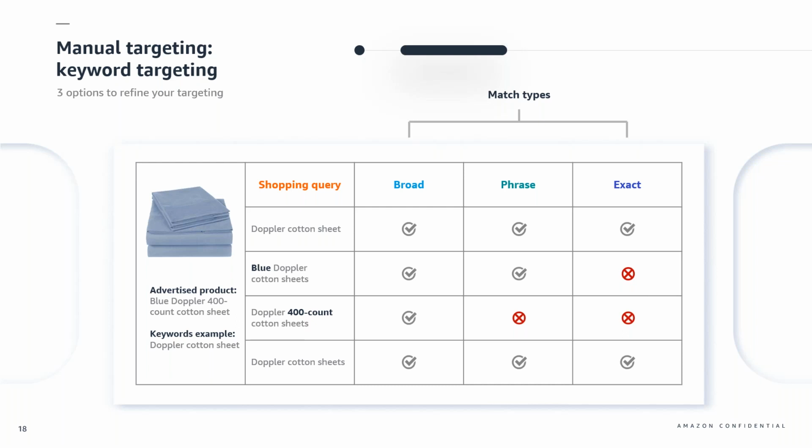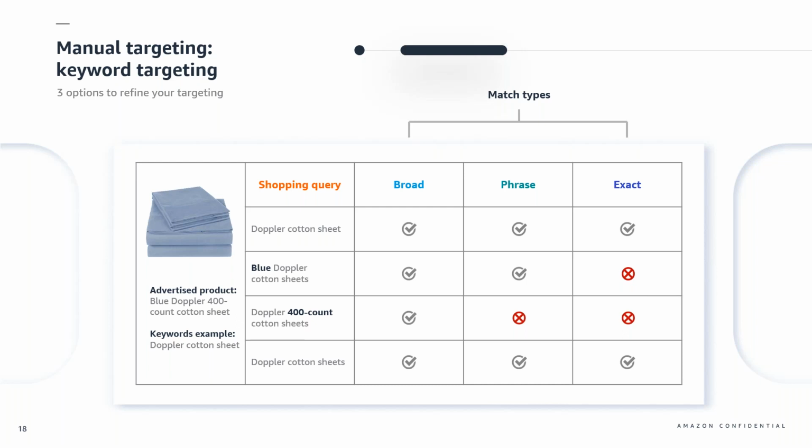It's very expandable, right? If you're using phrase match type, it will match with Doppler cotton sheet, blue Doppler cotton sheets, or Doppler cotton sheets, but not with Doppler 400 count cotton sheets. So basically, with phrase match, the words can be at the very beginning or very end. Now, finally, if your keywords are set as exact match type, they will only match with Doppler cotton sheet or Doppler cotton sheets, since variants like plurals, prepositions, and feminine and masculine forms are valid for all match types.